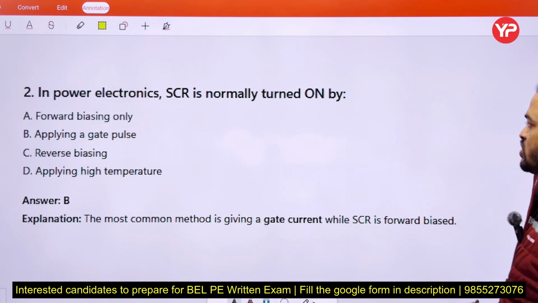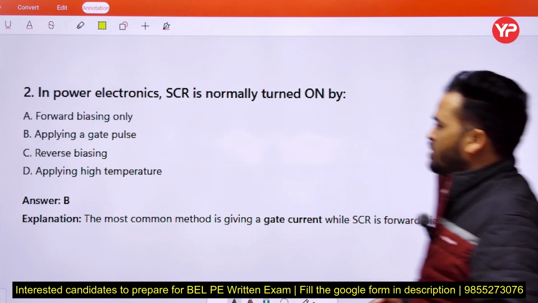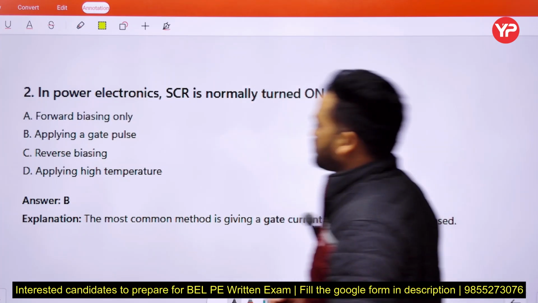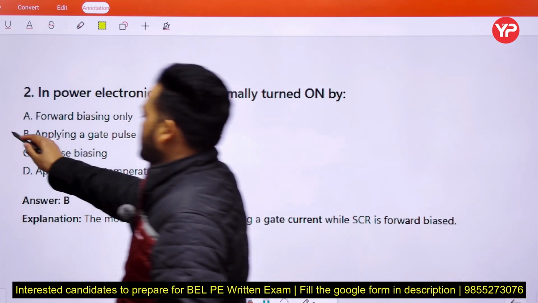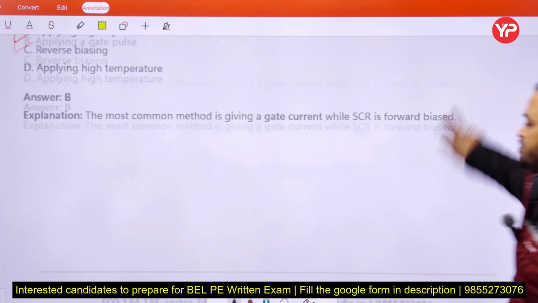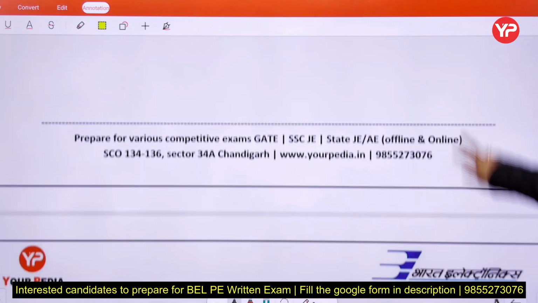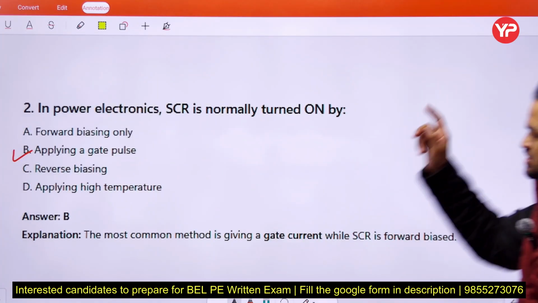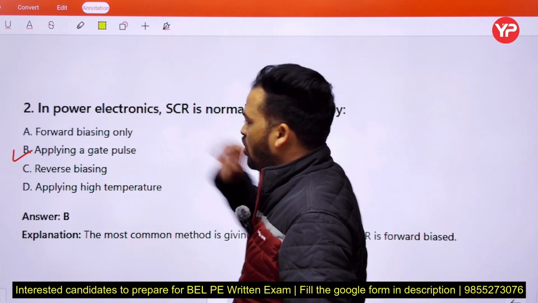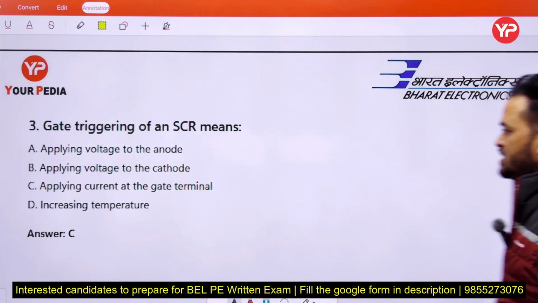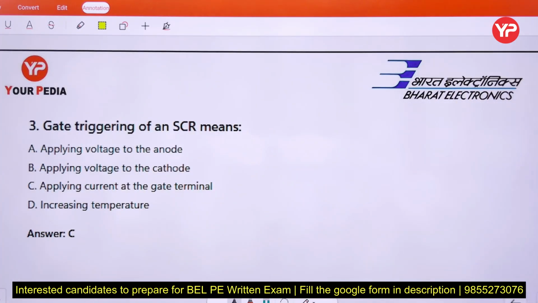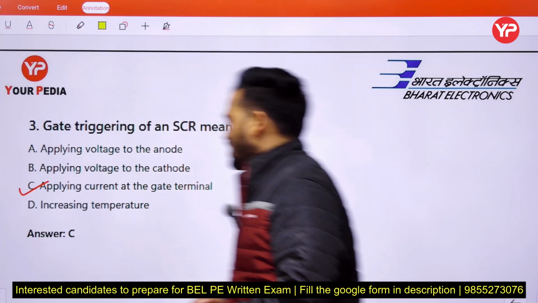Next, in power electronics, SCR normally turns on by forward biasing only, applying a gate pulse only, reverse biasing, applying high temperature, applying a gate pulse. The first option is not correct because it uses the word only. Next, gate triggering of SCR means applying voltage to the anode, applying voltage to the cathode, applying current at the gate terminal. Yes, this is the right answer.